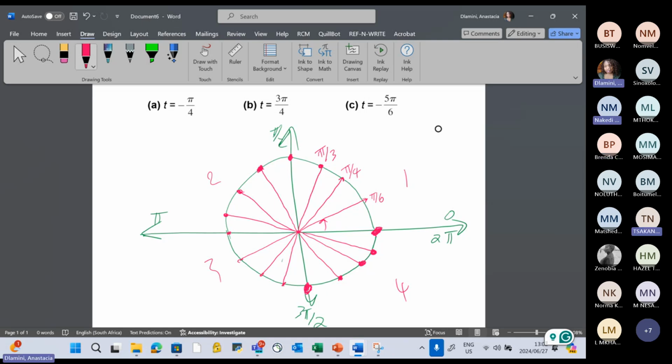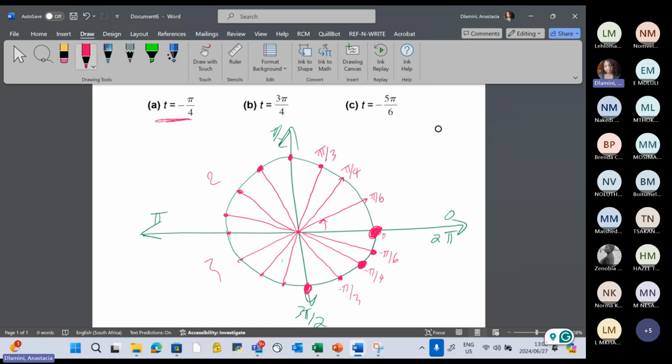Now, they are saying that you're moving pi over 4. It means that you are moving from, we know it's 0 here, where you start. This is negative pi over 6, and this is negative pi over 4, and this is negative pi over 3. Now, because you are moving pi over 4, it means that you start from here and come here. Do you see that?